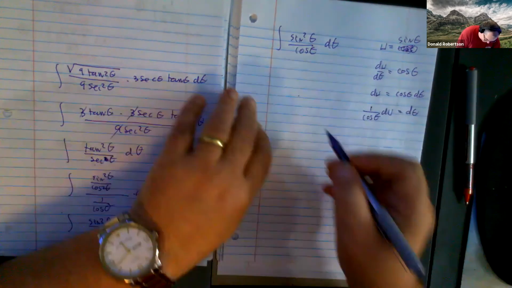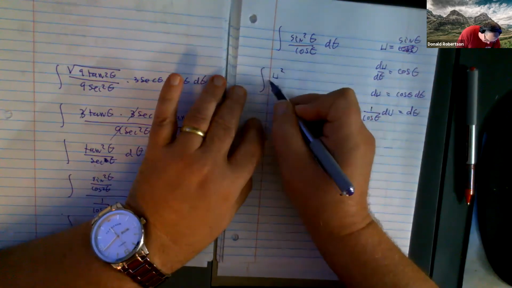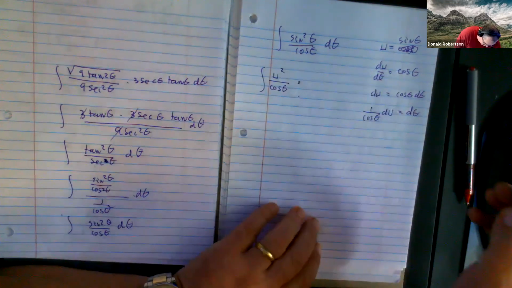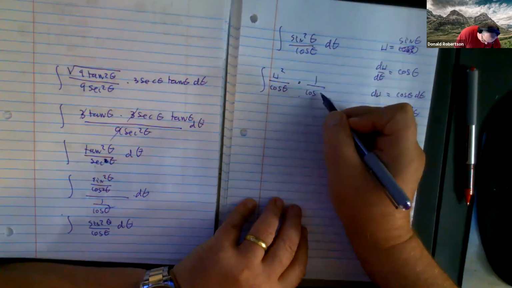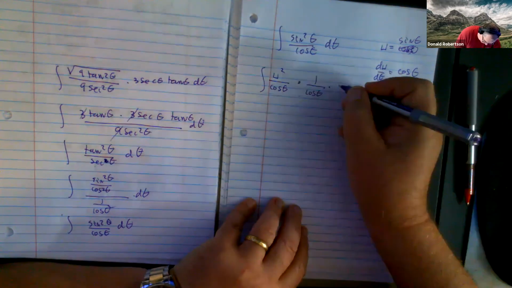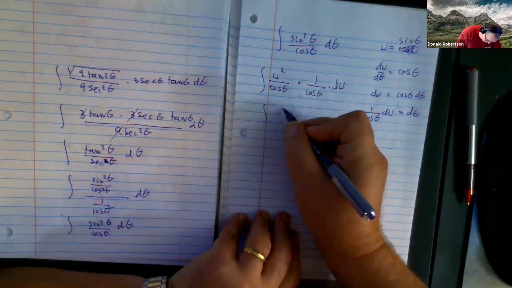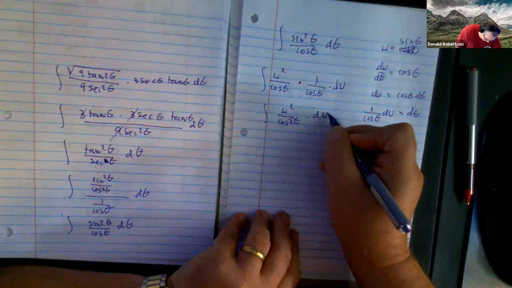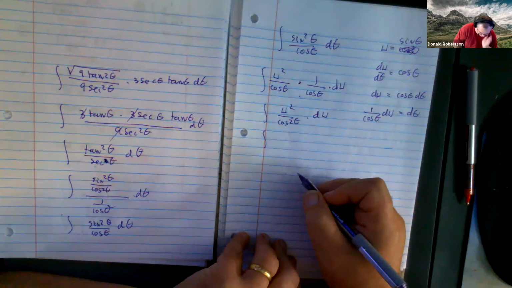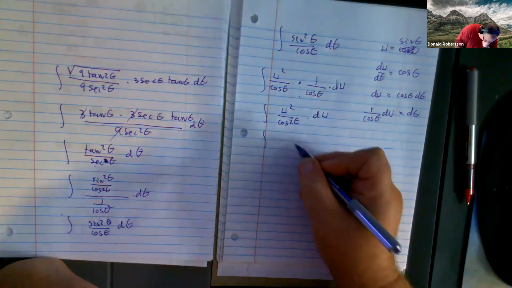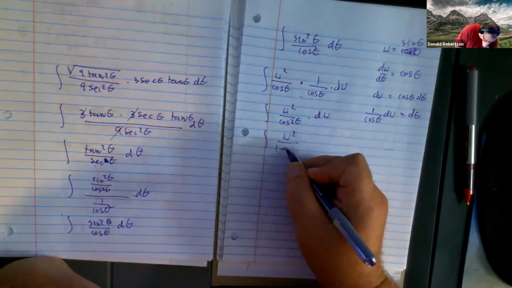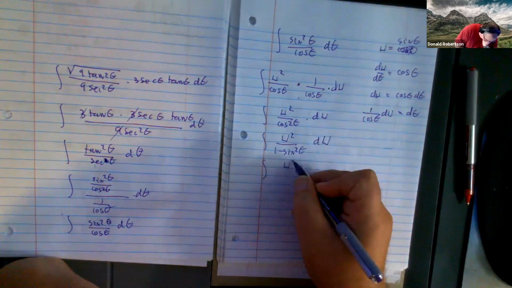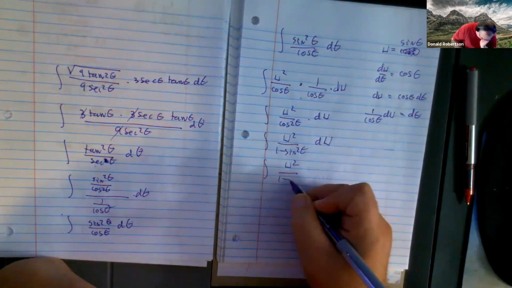Okay, so it's going to be u squared over cosine of theta times 1 over cosine of theta times du, which is u squared over cos squared theta du, which is u squared over 1 minus sine squared theta du, which is u squared over 1 minus u squared du. Darn it.